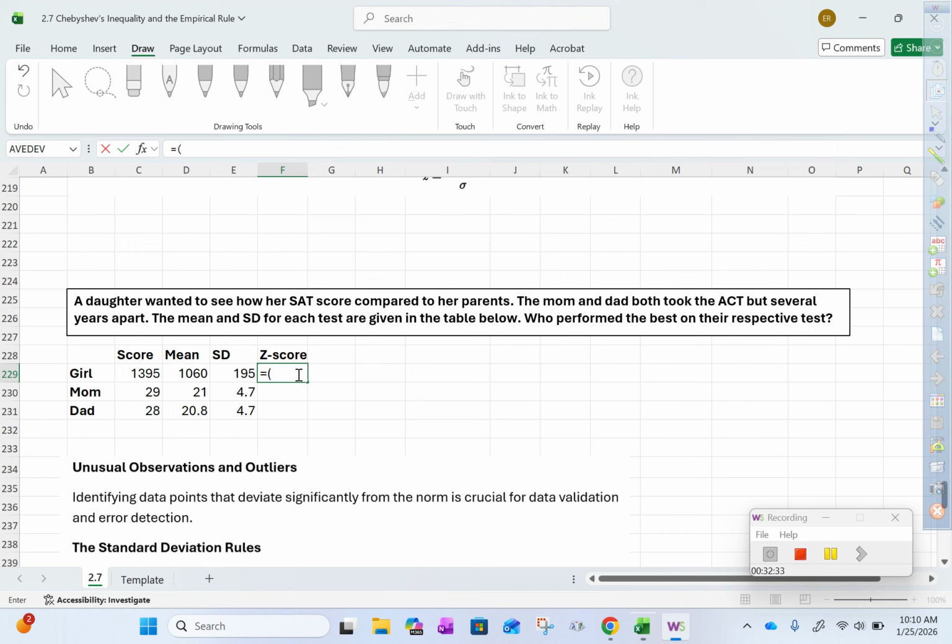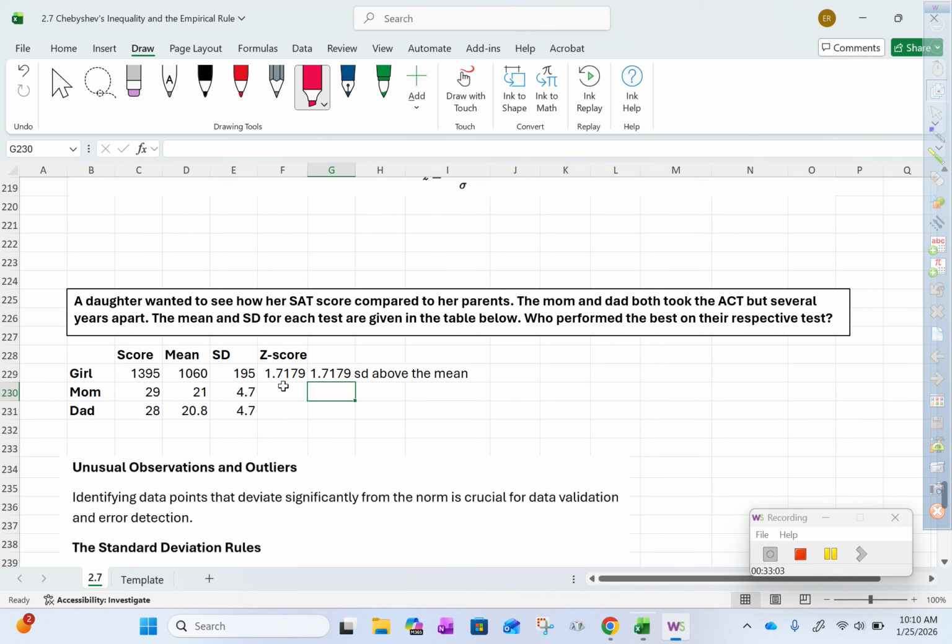We do have to use parentheses because we want to make sure we subtract before we divide. We're taking the score that we're focused on minus the mean. Doing it in that order is important because the sign will tell us whether we're above or below the mean. And then we're going to divide by the standard deviation. So this says the girl scored about 1.7179 standard deviations above the mean.